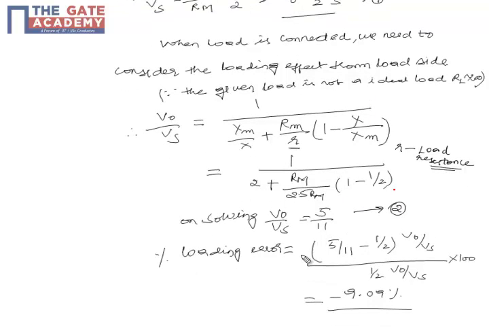When I substitute the quantities to calculate the percentage loading error, which is with loading minus without loading, divided by without loading, it is 5 by 11 minus half times Vs. I take the output quantity V output by Vs as common, divided by half, and I get minus 9.09%, which is the loading effect.